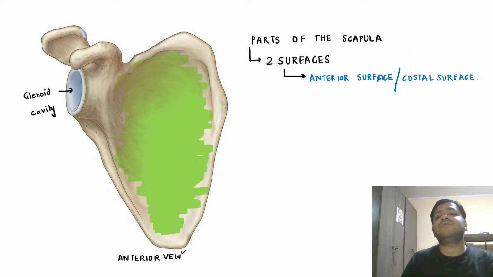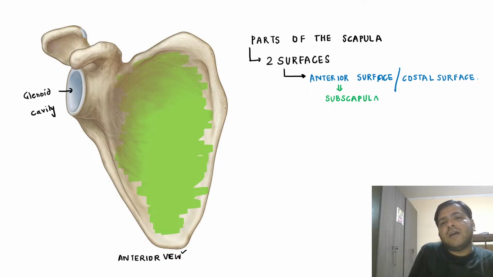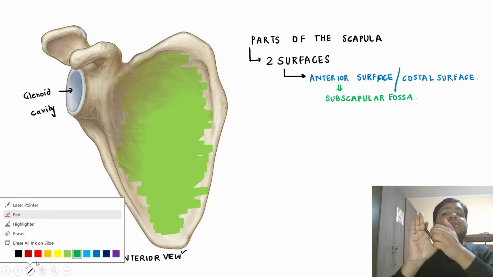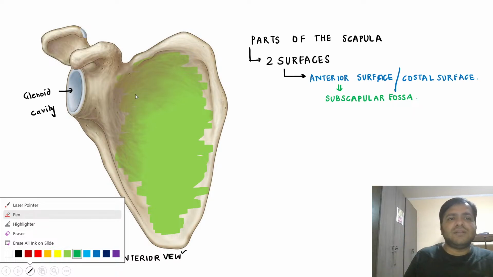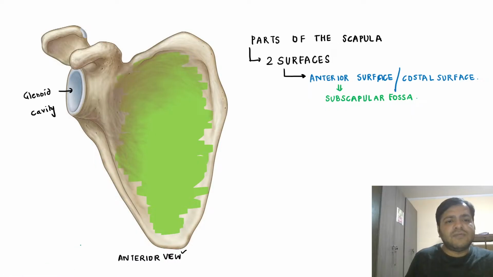That's why the anterior surface is also called the costal surface. And on this anterior surface, remember, we have a fossa which is called the subscapular fossa. Fossa मतलब एक depression होता है. There is a small depression in the bone that is called a fossa, which you can very well see over here.